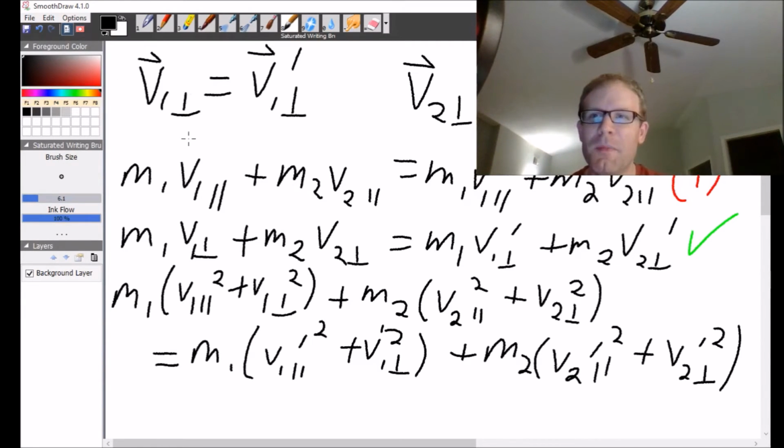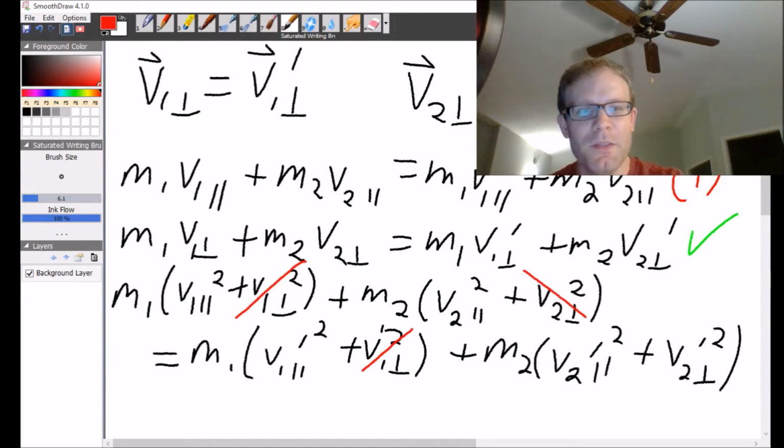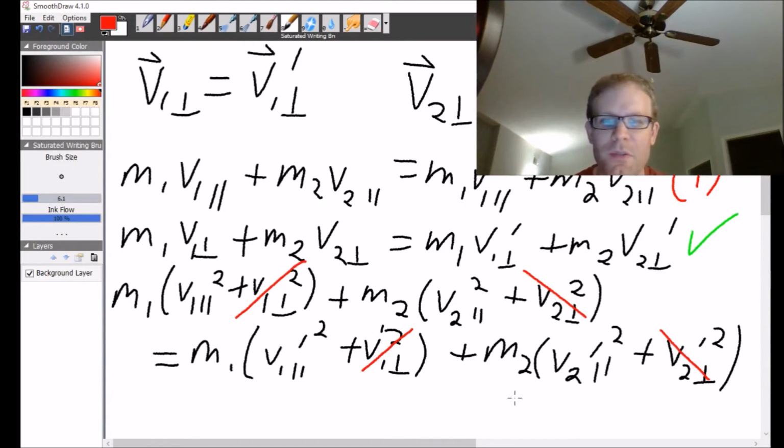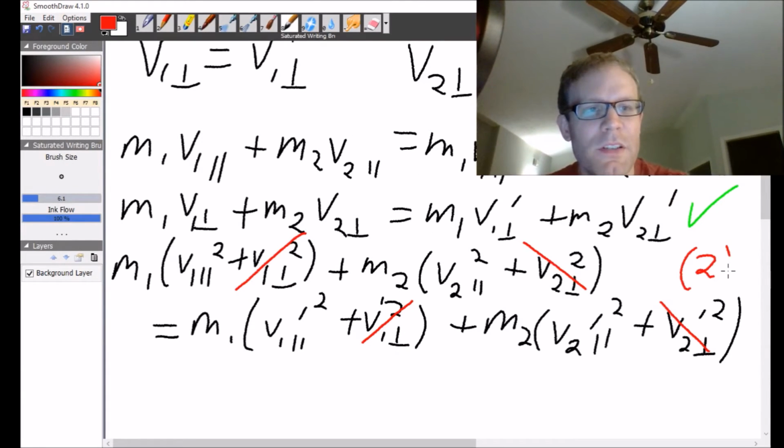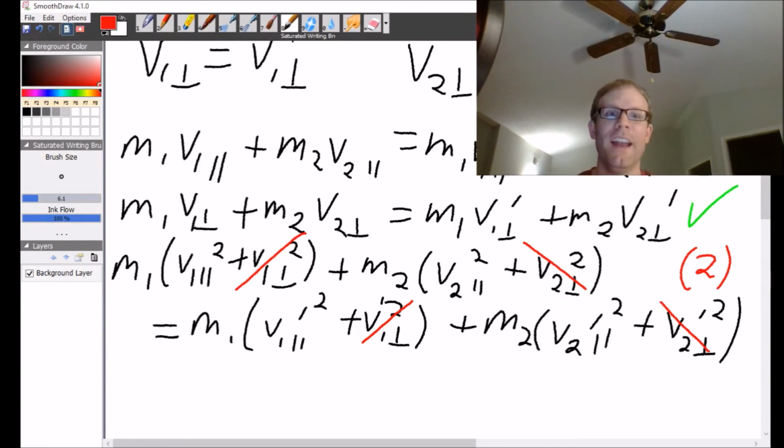But since I've got these perpendicular components equal to each other, the v1 perpendicular squared here is going to cancel out with the v1 perpendicular prime squared there, and the v2 perpendicular squared here is going to cancel out with the v2 perpendicular prime squared there. So all I have left is this equation with the v parallels. I'm going to label that one equation 2. Now here's the fun part. I now have two equations and two unknowns. The only unknowns I have are the v1 parallel prime and the v2 parallel prime.